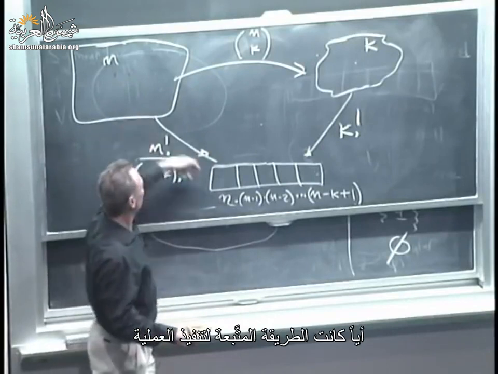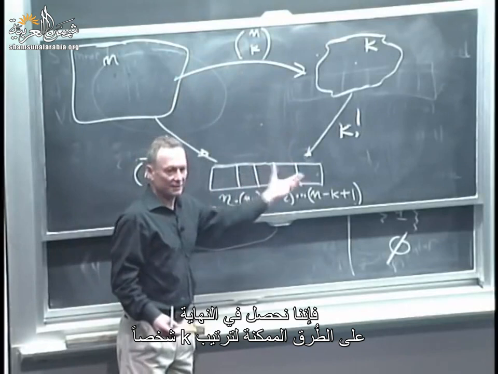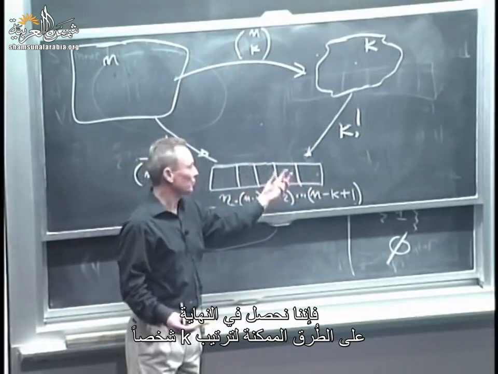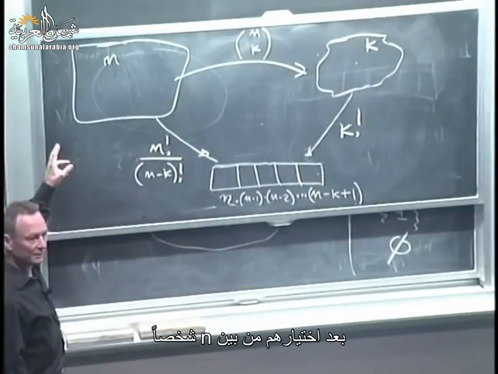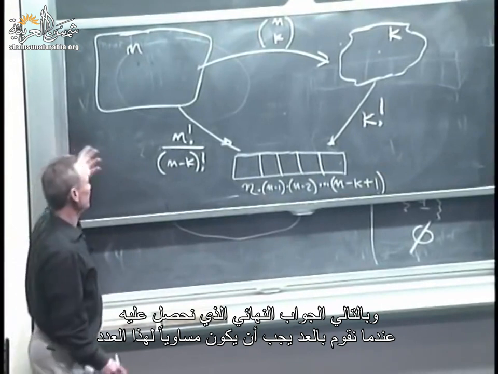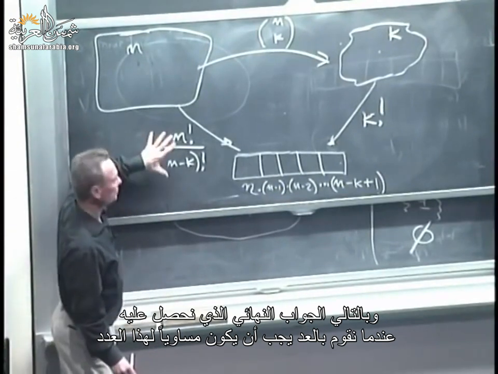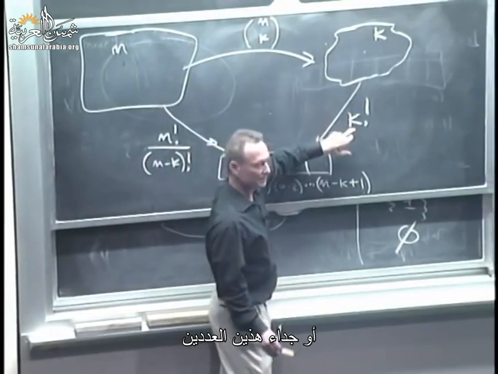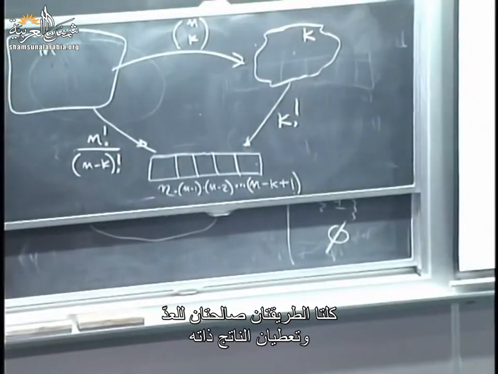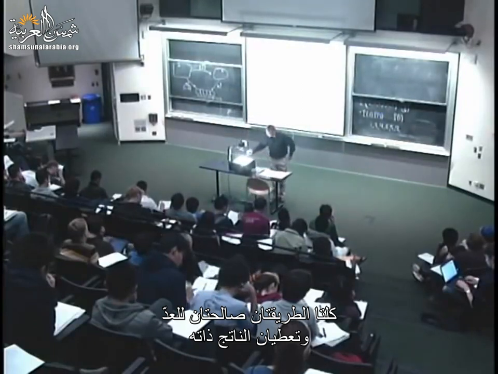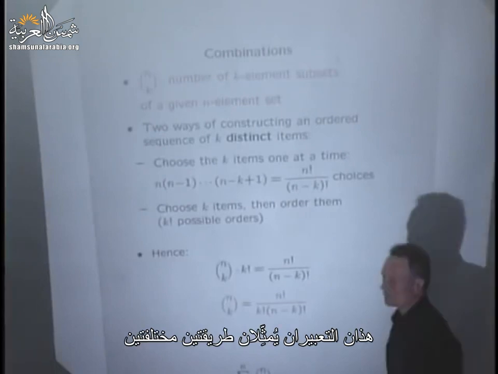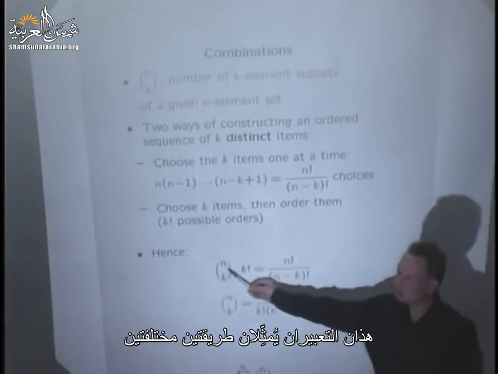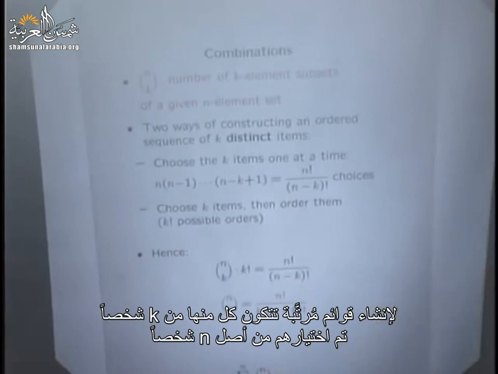No matter which way we carry out that process, in the end, we have the possible ways of arranging k people out of the n that we started with. So the final answer that we get when we count should be either this or this times that. Both are equally valid ways of counting, so both should give us the same answer. So we get this equality here. These two expressions correspond to two different ways of constructing ordered lists of k people, starting with n people initially.